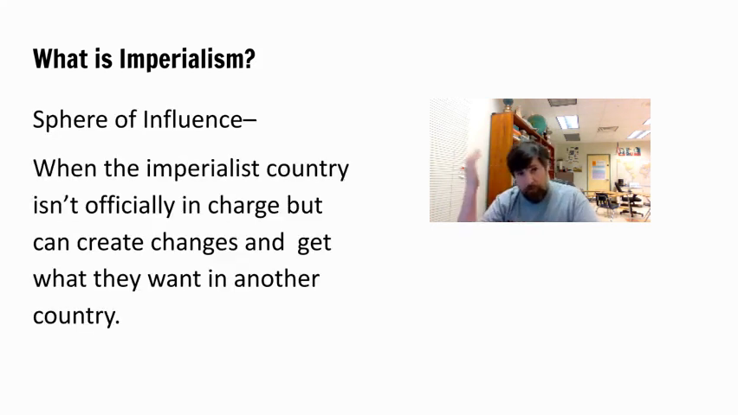Another form that you might not know as much about is called a sphere of influence. And that's when an imperialist country isn't officially in charge of a place, but they do have enough influence that they can create the changes that they want, right? So they've done something to this other country to make the country do what they say. Even though they're not officially in charge, they're basically calling the shots, telling the other country what to do.